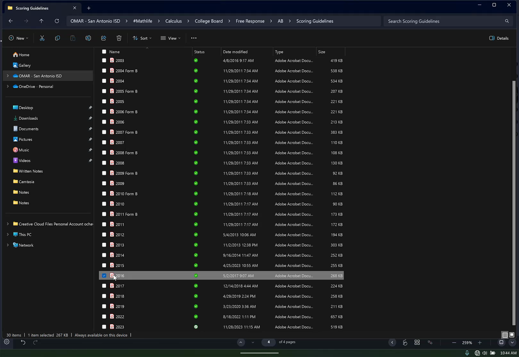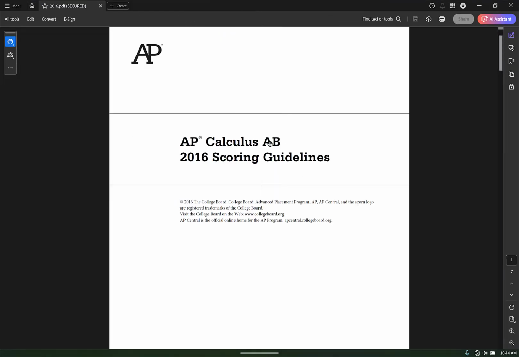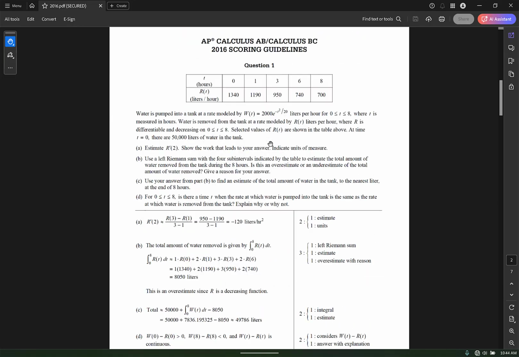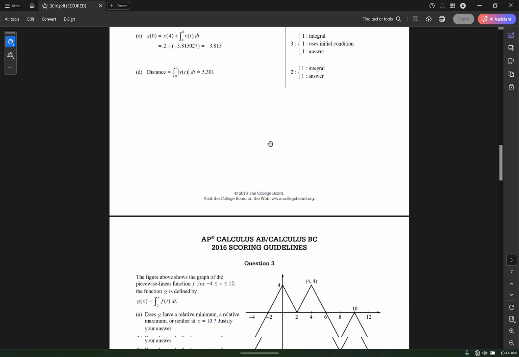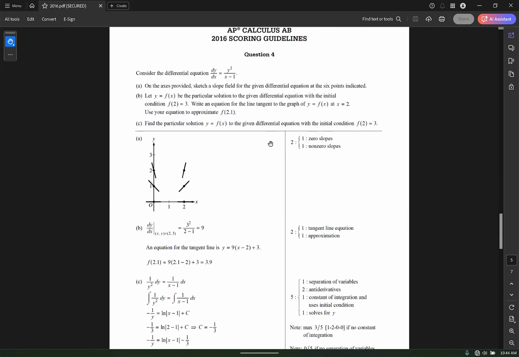Remember your mock exam? I'm sure you had one at least. Would we use calculators? What if they ask you a question? Usually these are going to be in the no calculator section.